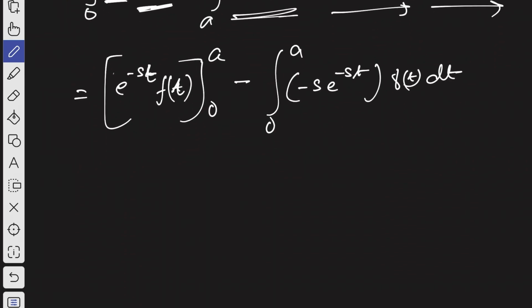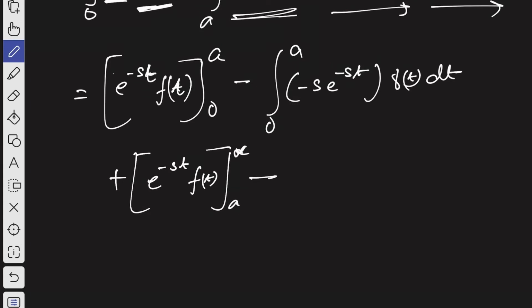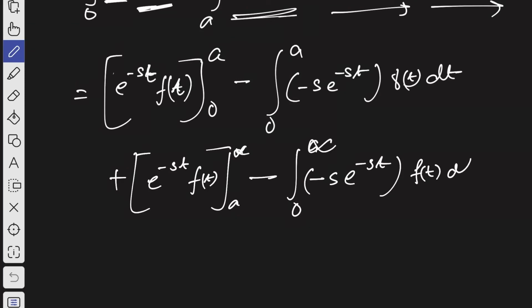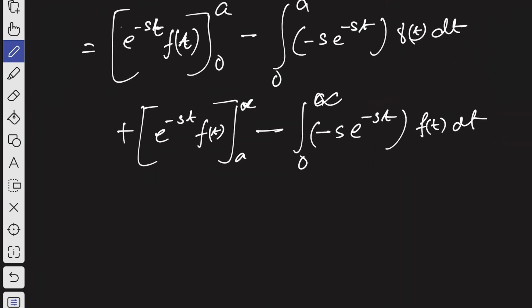Again same thing is applied here also. So if you do that, then plus e to the power minus st f of t, right? Only limits are different here, a to infinity, then minus 0 to a minus s e to the power minus st. Results are same, only limits different. So here 0 to infinity, f of t dt. That's what we will get. So hope you have understood this.